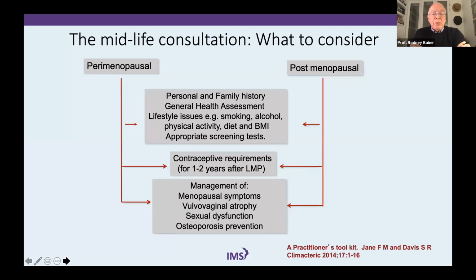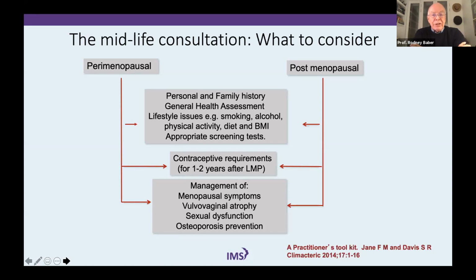It's important to remember contraception. If a woman's last period occurs before the age of 50, she should use contraception for 2 years. If it's after the age of 50, she should use contraception for 1 year. If she has a new partner, she should also be made aware of the need for safe sex.